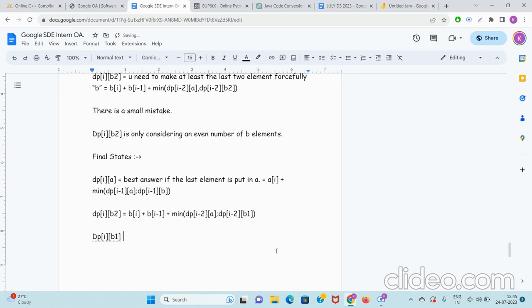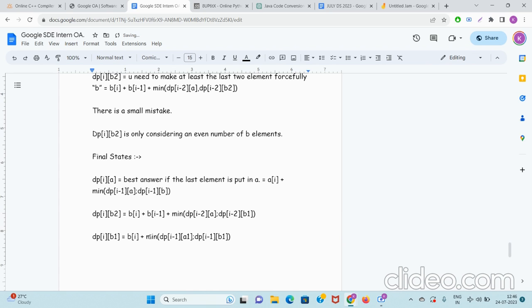Guys, now you want at least one b at the end, though this will never be your final answer, because the question is saying that you should have at least two b's, but I'm making this state क्योंकि ये स्टेट बना के ये फॉर्मूला में हेल्प होती है. Okay, you are able to help this formula. I'm making this state. So guys, you want at least one element b, so obviously b of I plus min of a, make the answer from I minus 1, could have a at the end, or same dp I minus 1 b1.